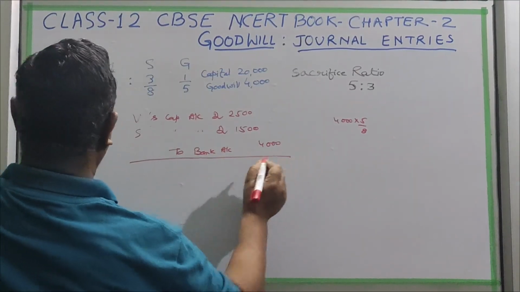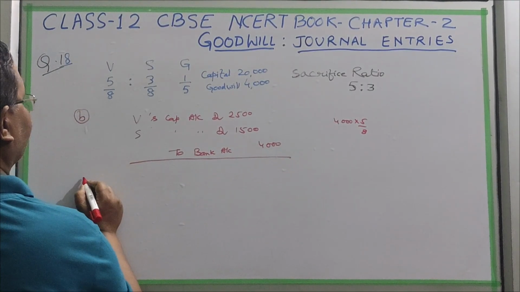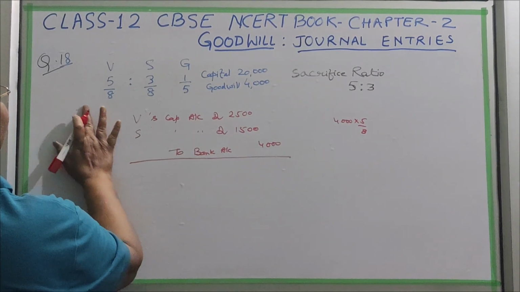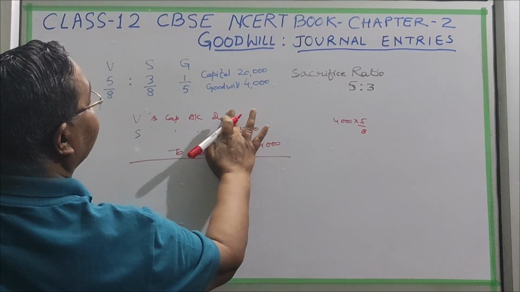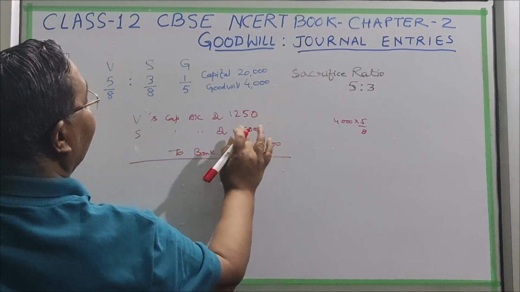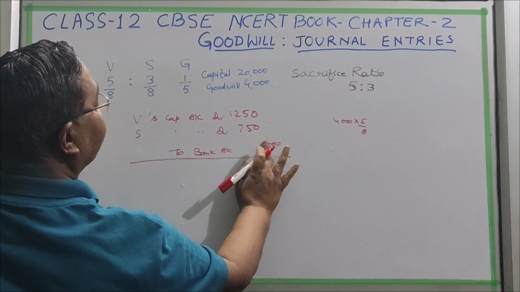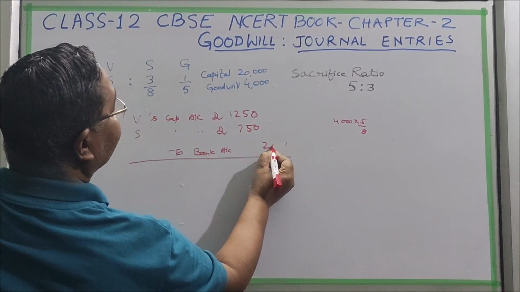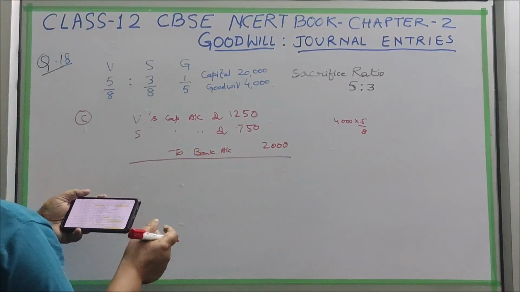So this is over. See, when 50% of the goodwill is withdrawn, suppose they want to withdraw 60%, what will you do? For 50% you make it 1,250 and 750. This is when 50% is withdrawn. Likewise, you can write the narration if 50% of the amount has been withdrawn.